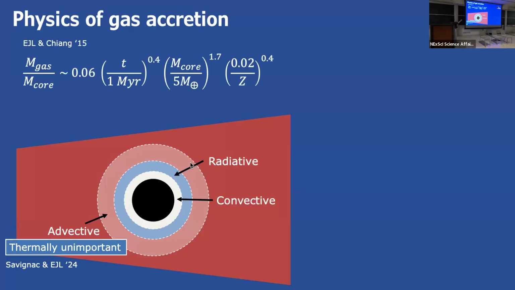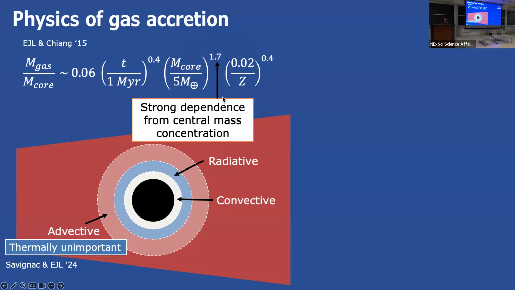All right, so you'll note that by far it is the core mass to which the envelope mass growth is the most sensitive, and that is because of that central mass concentration. So it means that you're a lot more sensitive to the very deep interior than the outermost boundary, which is why the outer advective layer is thermally unimportant.